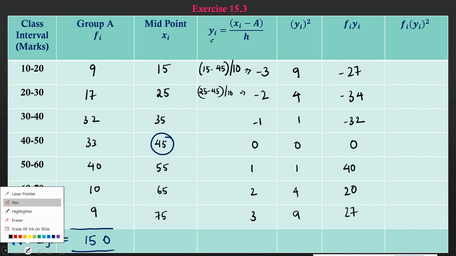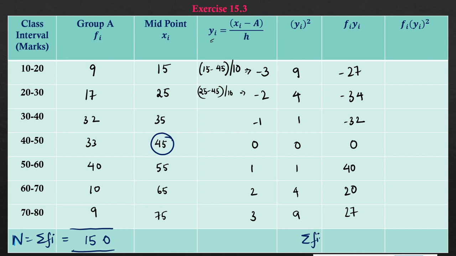I can write down the value of sigma fi yi, which I will be getting as 27 plus 20 plus 40, and minus 32, minus 34, minus 27. That gives minus 12 plus 4, minus 8, plus 2, minus 6.